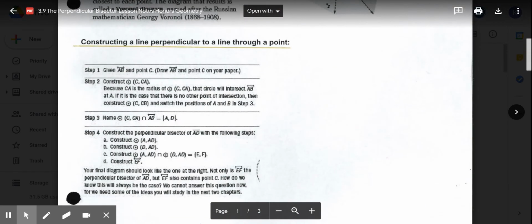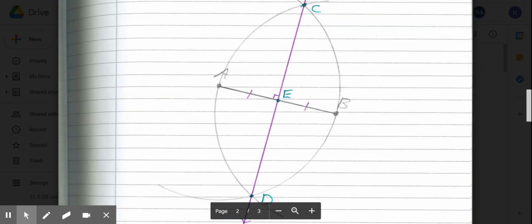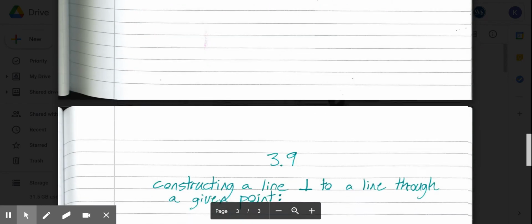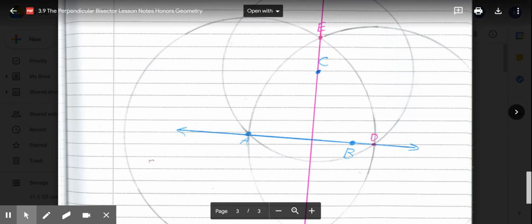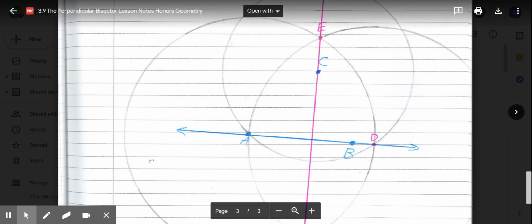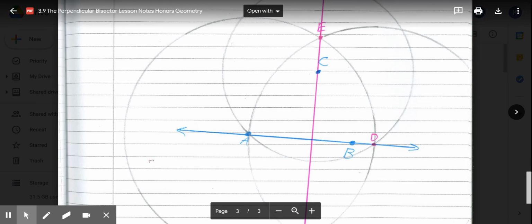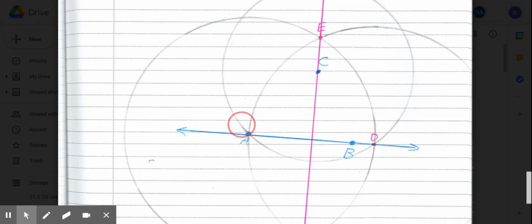Then the next steps, so once we've constructed that, will tell us to name the intersection of that circle and line AB, and we would label those intersections another letter. So coming down here, I use D because it's the next one alphabetically. So here we have our circle at center C. We know it intersects at A, so one of the intersecting points was A. The other one over here is D. So wherever that original circle crosses AB, those are the 2 points we want to use.